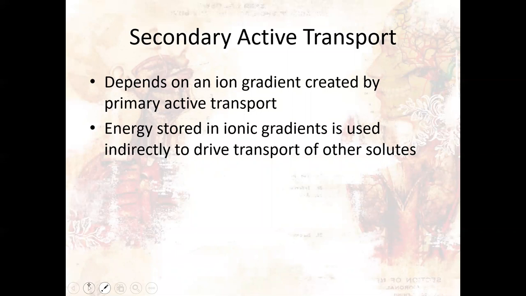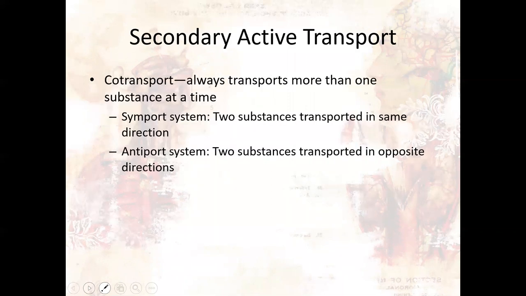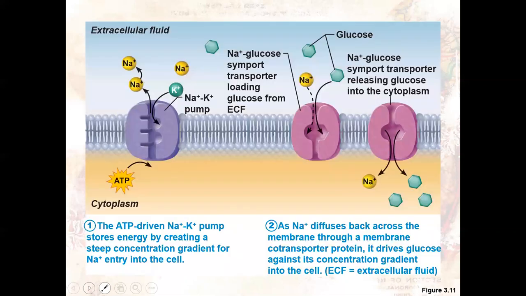Secondary active transport then uses that gradient to move something else. So now you shoved a lot of sodium outside the cell. Sodium would like to get back in, and we can use that to push something else into the cell. That's secondary active transport. This will be co-transport, moving more than one thing at the same time. It can be in the same direction or in opposite directions.